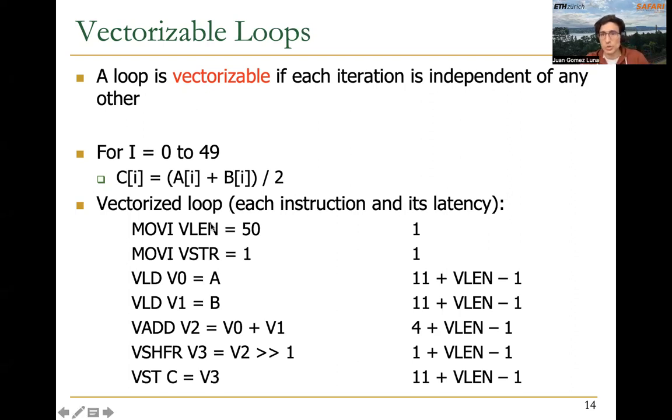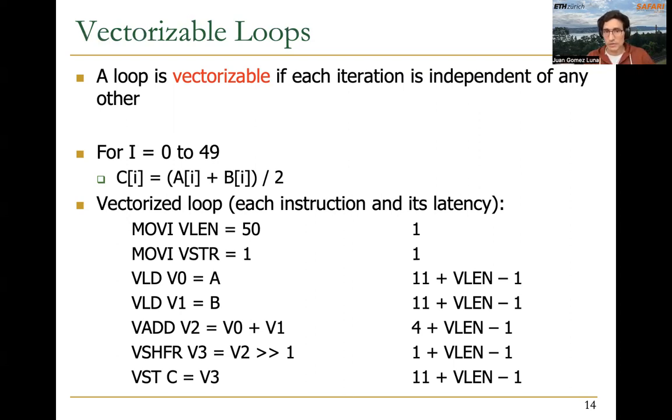Observe that the very first two instructions are just defining the vector length, 50 in our example, because we have 50 iterations in this loop, and the vector stride is just one, because we are accessing consecutive elements of arrays A, B, and C, or vectors A, B, and C. The next thing that we do is loading the elements of A into vector register 0, loading the elements of B into vector register 1, then we add them.